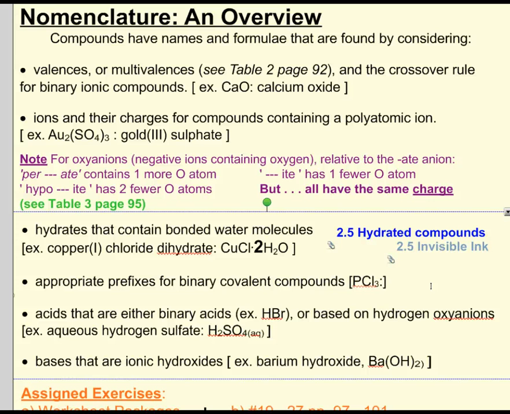PCl3. So what is PCl3? Well, it has 1 phosphorus and 3 chlorines. It's non-metal, so it's a molecular compound, covalent bonding. The ending is IDE, so it's the same as binary ionics.